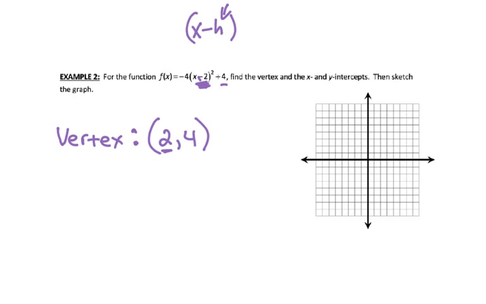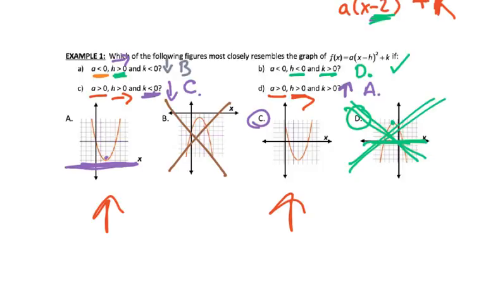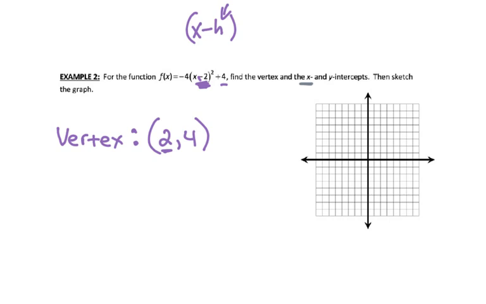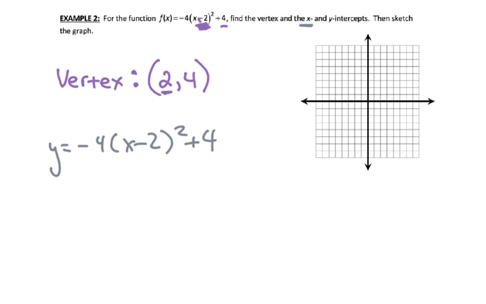So next up, we want to talk about, well, how do we find the x-intercept? Well, we know from earlier that the x-intercept is when y is 0. So I'm going to rewrite f of x as just y. We're going to say y equals -4 times x minus 2 squared plus 4. I'm not doing anything fancy here, I'm just rewriting the equation. The x-intercept is when y is 0, so we literally just solve the equation for x.